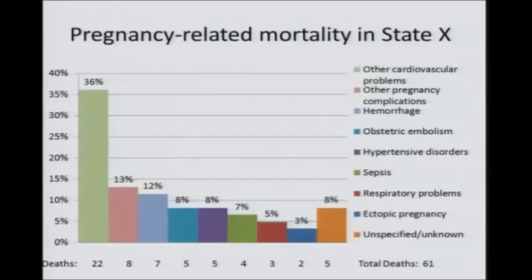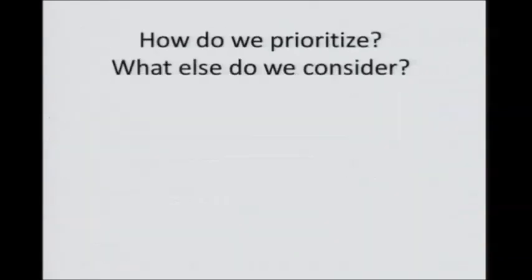And pregnancy-related mortality in this state, we have a total of 61, and the leading cause is cardiovascular problems, which is attributed to diabetes, heart disease, and heart attack. So I just gave you limited information by cause and magnitude. What are some of the other factors you'd want to know about in order to prioritize these three populations?